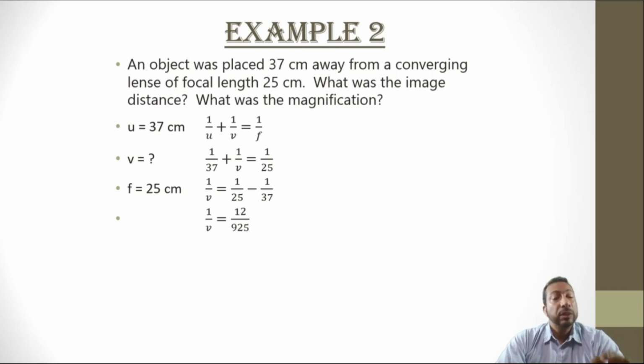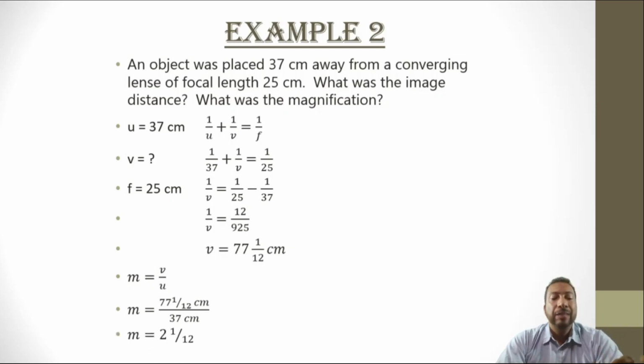So then, using our calculator, we find the reciprocal of that and we get that v is 77 and 1/12 centimeters exactly. So the magnification then is v over u. Again, using the fraction function on our calculator, we take 77 and 1/12 and we divide it by 37, and that gives us exactly 2 and 1/12 magnification. So the image was just slightly twice as big, a little bit more than that.